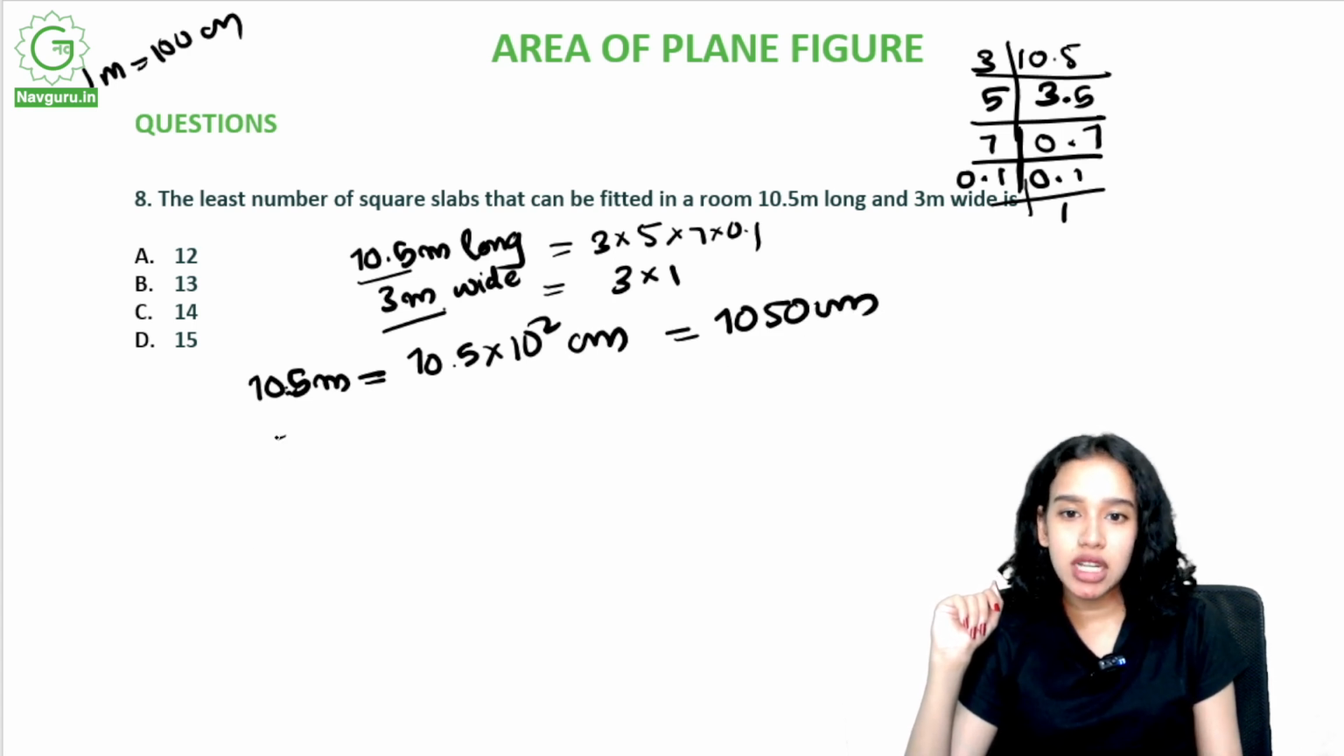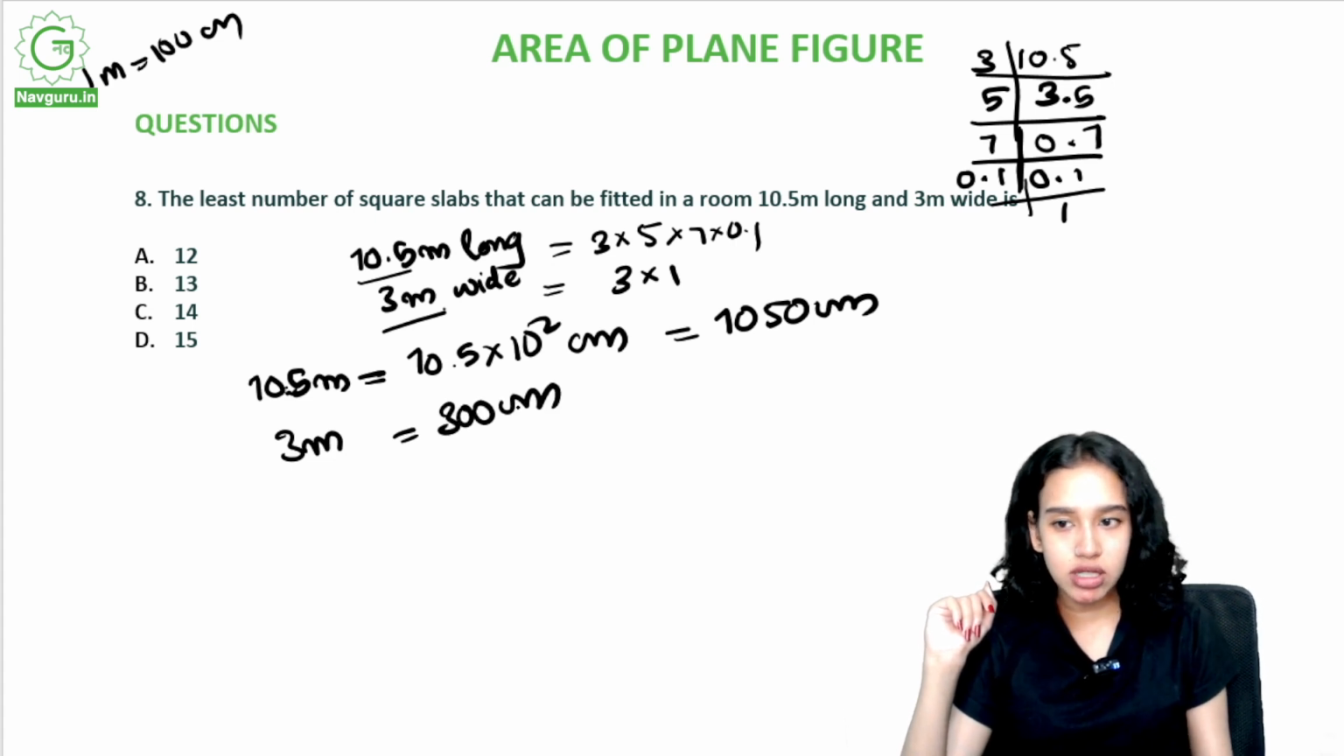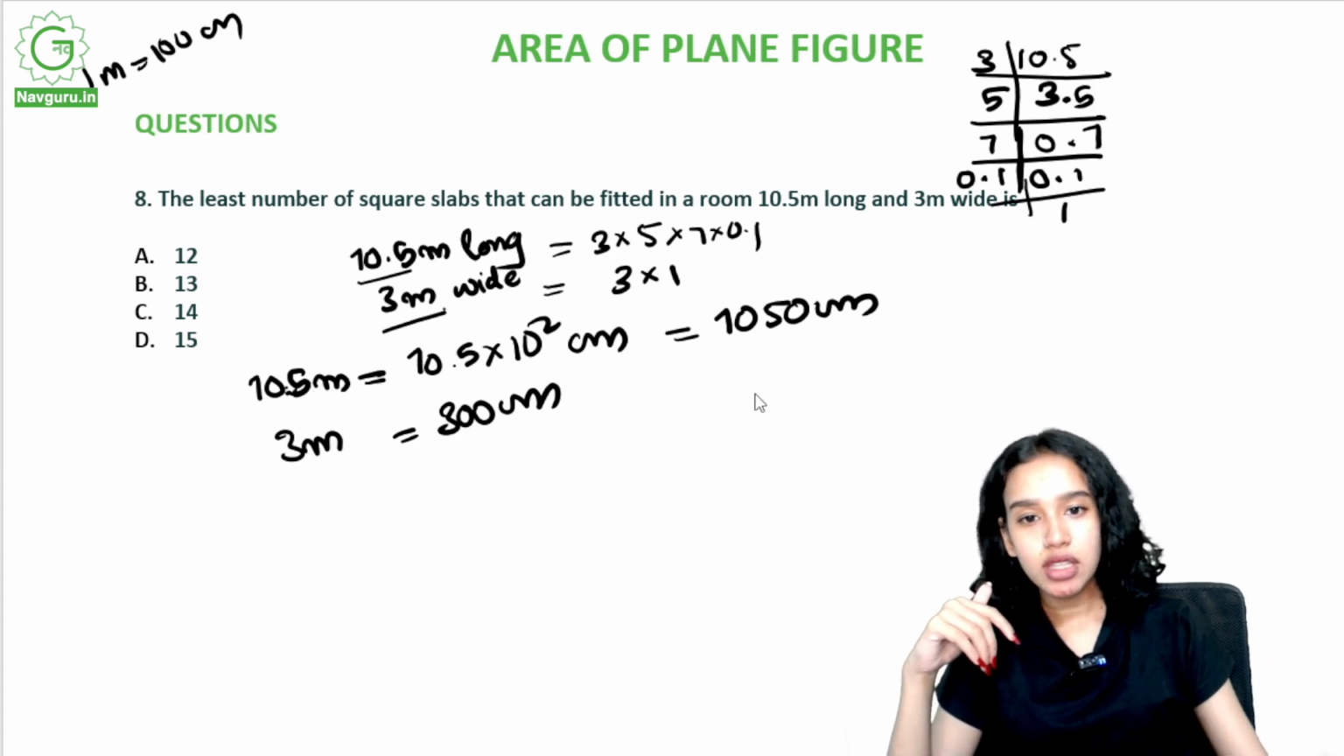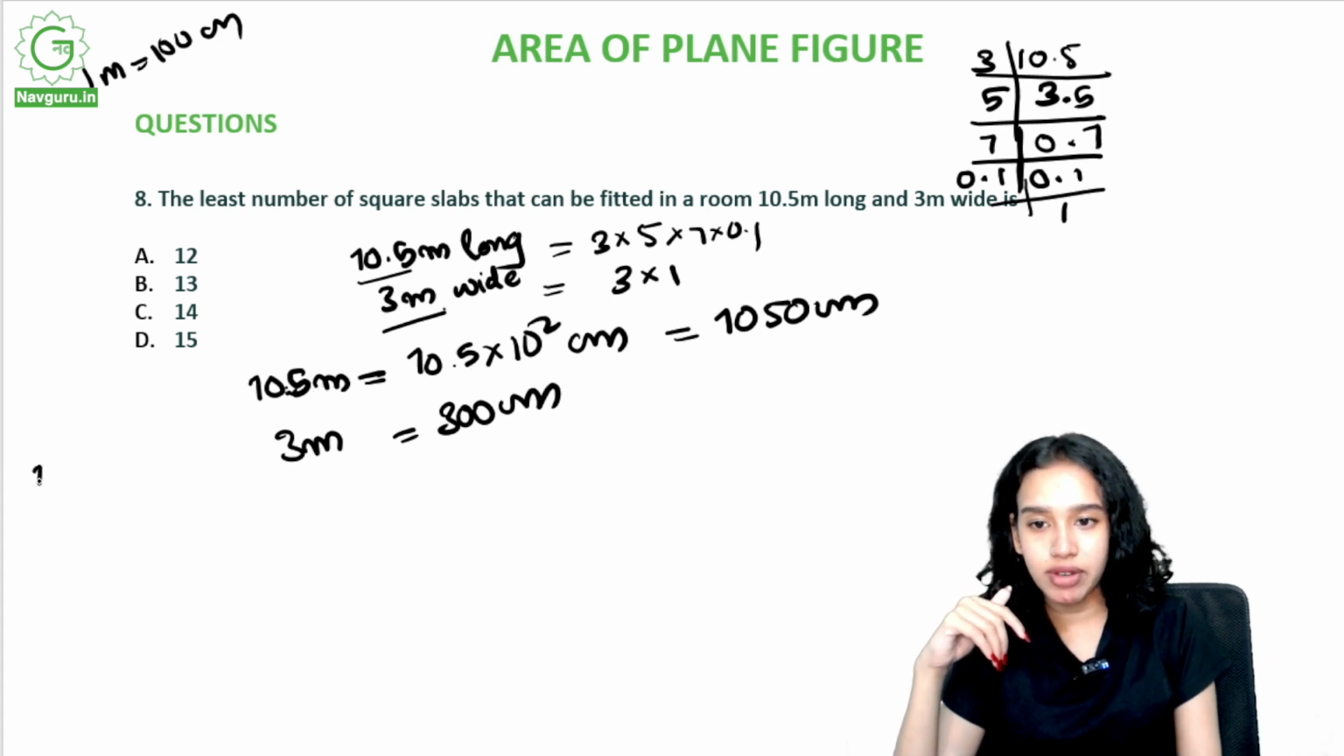Now, what is 3 meters? 3 meters would be equal to 300 centimeters. So, let's now find the highest common factor.